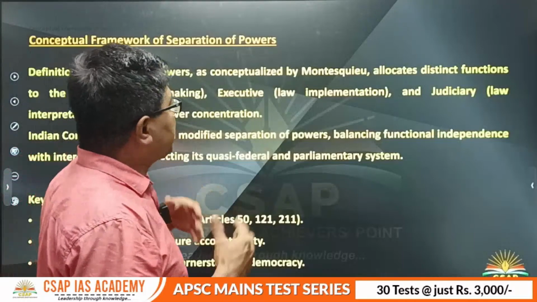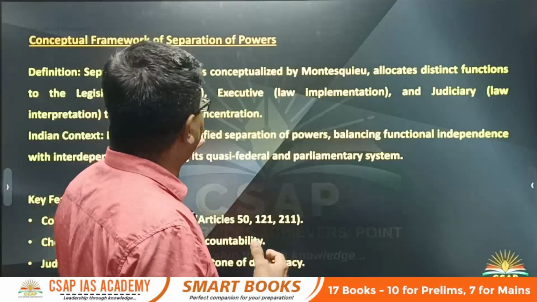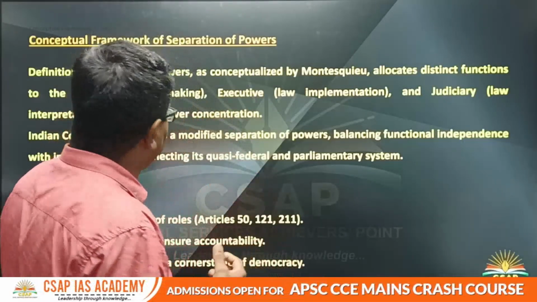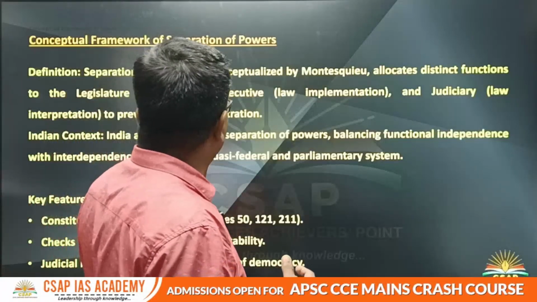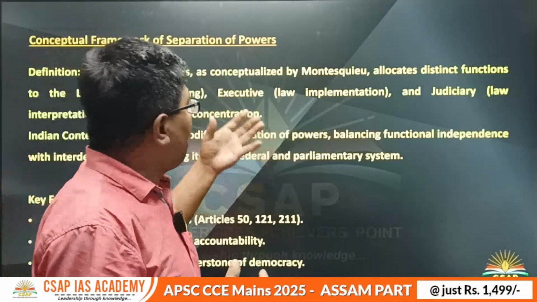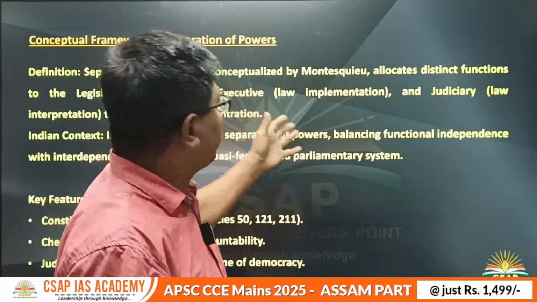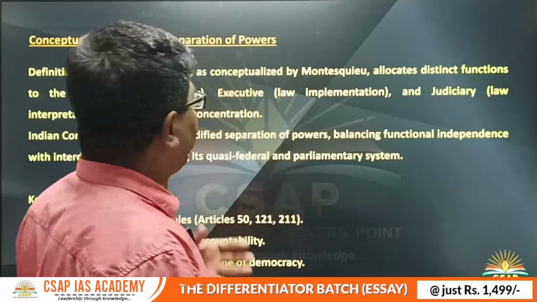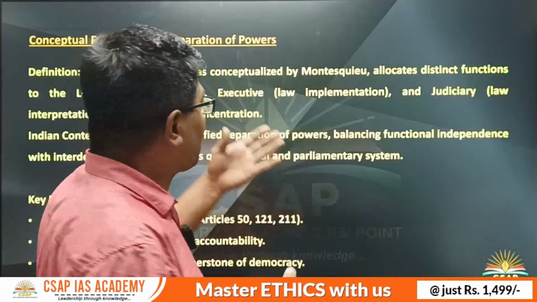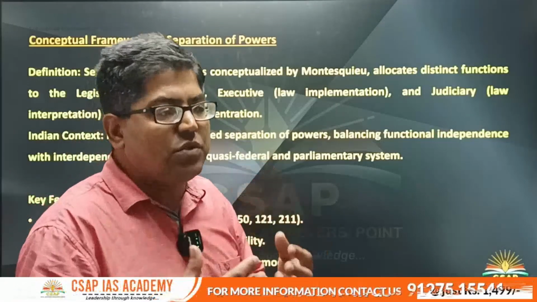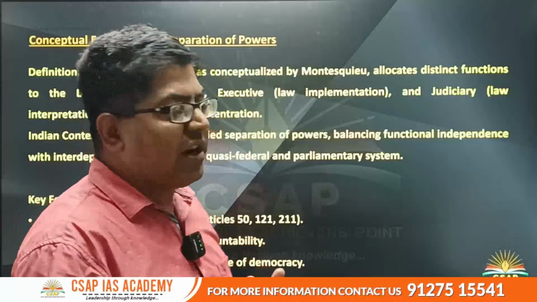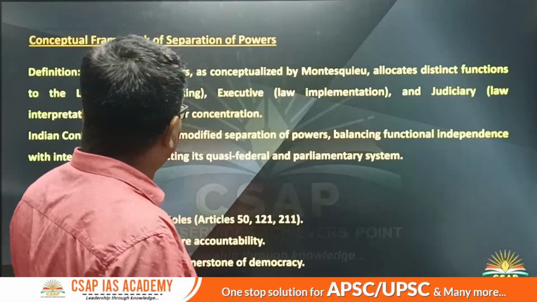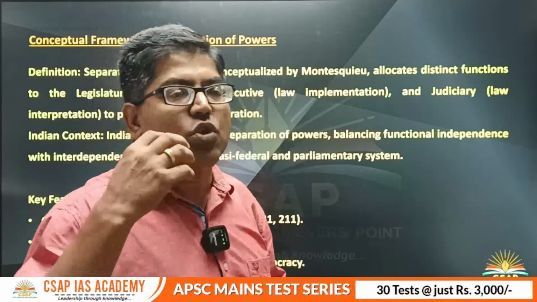Now, as we have said, this concept was basically conceptualized by Montesquieu, and therefore it allocates distinct functions to the legislature. For example, the primary role of the legislature would be lawmaking, the executive would be implementing the law formulated by the legislature, and the judiciary will perform another important task of law interpretation, which is that the laws made by the legislature would be analyzed and reviewed by the judiciary, so that it can be ensured that there is no power concentration.